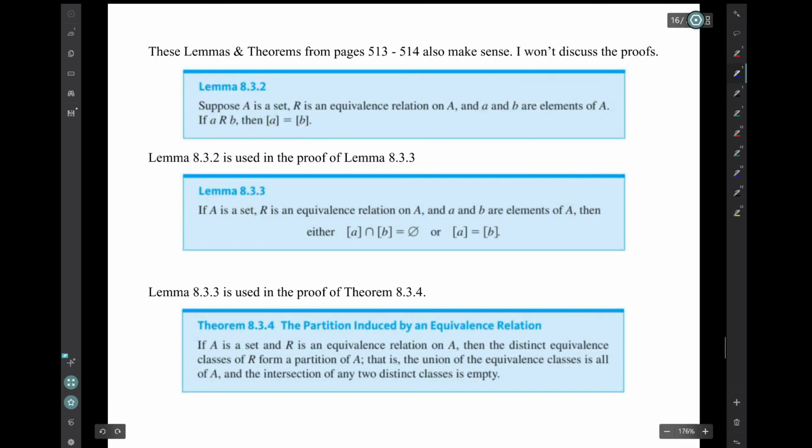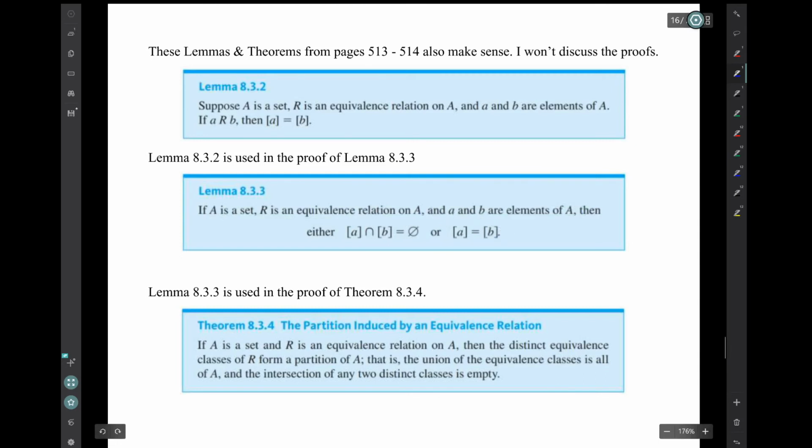That lemma is used in the proof of another lemma. If you have a set A and you have an equivalence relation on A, and little a and little b are elements of A, then either their equivalence classes are disjoint, that is, they don't intersect at all, or the equivalence classes are equal.